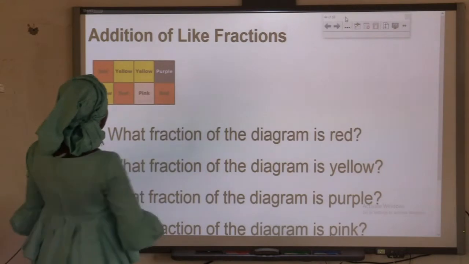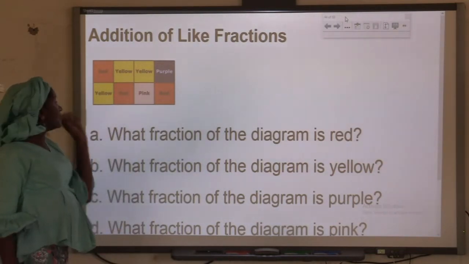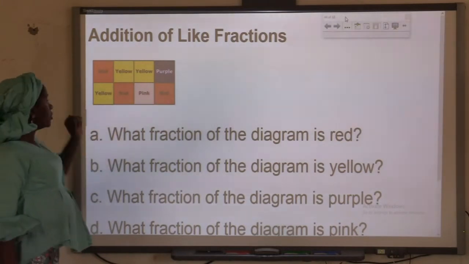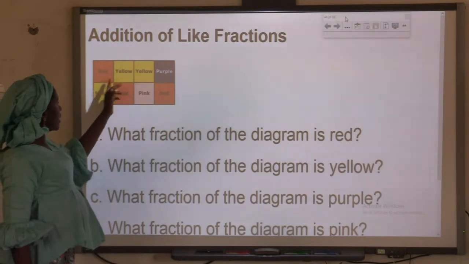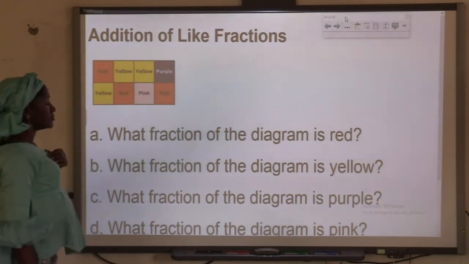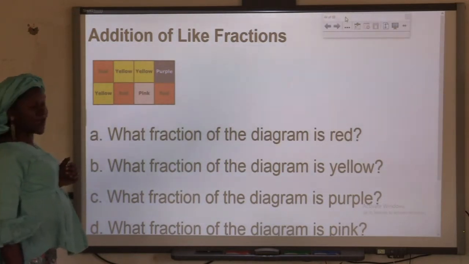Addition of like fractions. Let's study this diagram. It is a whole which is divided into 1, 2, 3, 4, 5, 6, 7, 8 equal parts. It is a whole and it is divided into 8 equal parts.